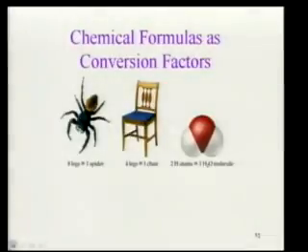Okay, I know that in your head you could say 24 times 8. But if you had to set it up in terms of a conversion factor, you would say 24 spiders times 8 legs over 1 spider, right? Okay, so that's the way you set up these conversion factors.